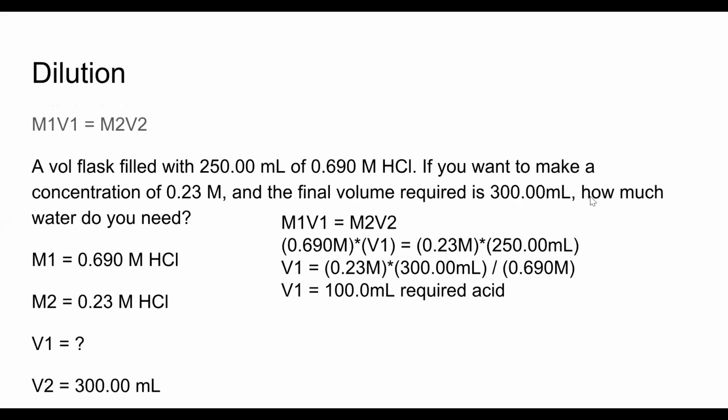So using M1V1 equals M2V2, we plug in all of our numbers. M1 is 0.69 molar. V1 we don't know. 0.23 is the concentration we want, and then 200, dang it, it's supposed to be 300. My apologies.